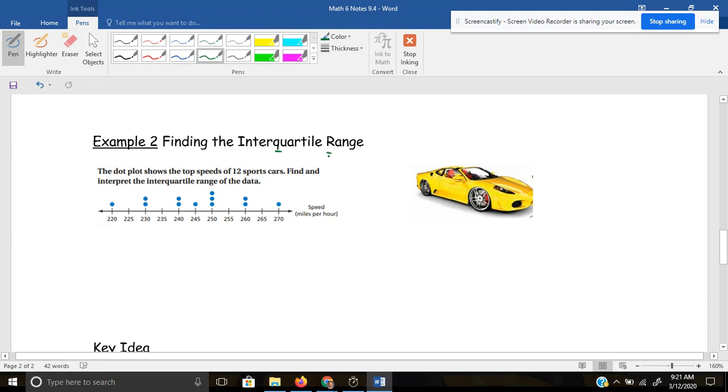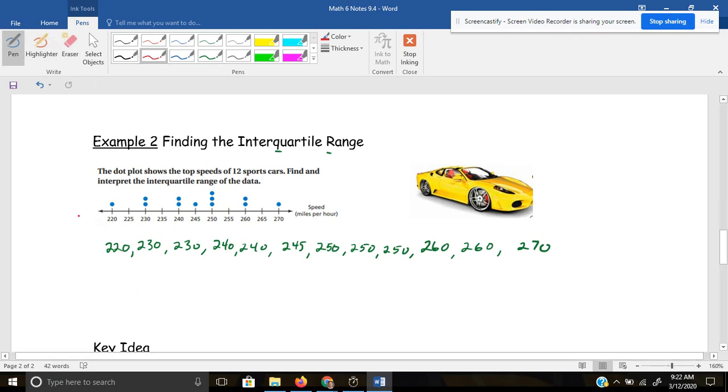First, what I like to do is list my numbers from least to greatest from this dot plot. So I have 220, I have two 230s, two 240s, 245, three 250s, 260 I have twice, and 270 is the top speed of one sports car. That's flying. I can't imagine that.